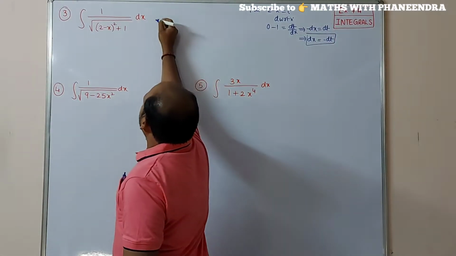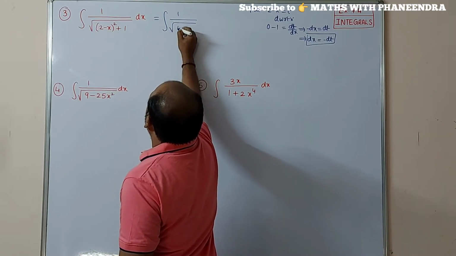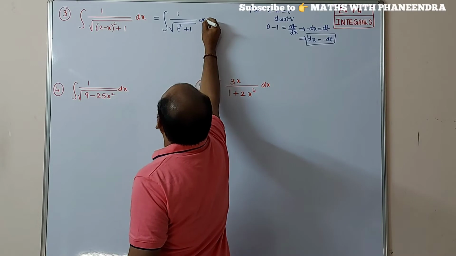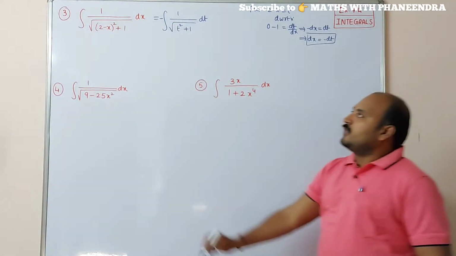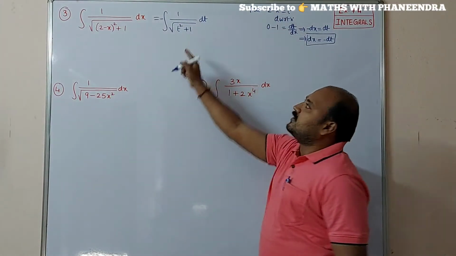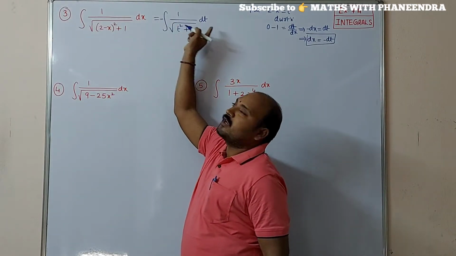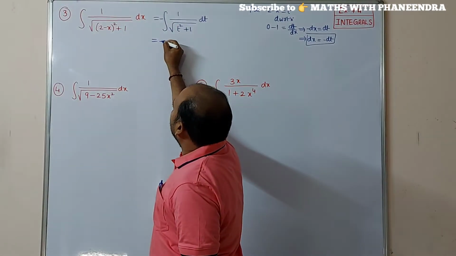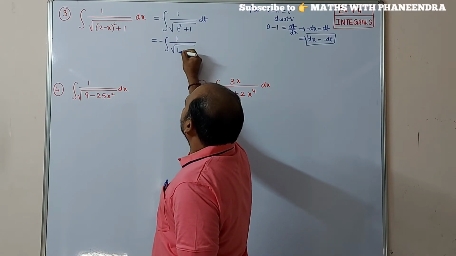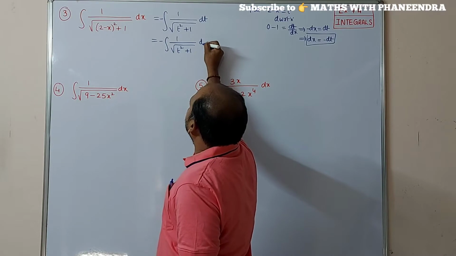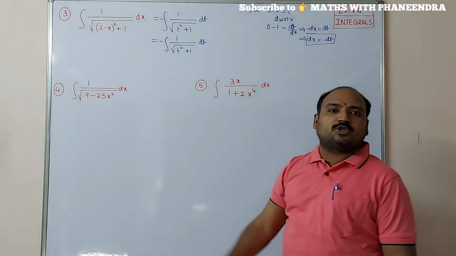So after that this given integral will become 1 by square root of t square plus 1 into dt, minus I am taking out. So (2 minus x) whole square is equal to t square plus 1. In place of dx, minus dt, minus I am taking out and writing dt, which is equal to minus integral 1 by square root of t square plus 1 into dt. Now it is in the form of integral 1 by square root of t square plus 1.